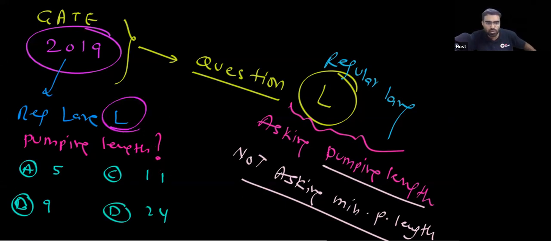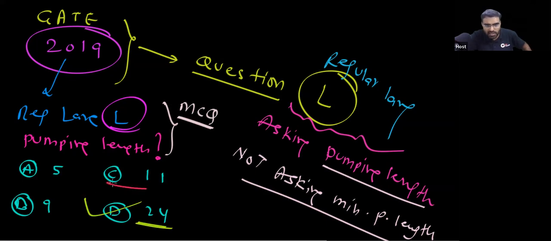This was an MCQ question, not MSQ, which means only one option you can tick. So tell me, without checking the language, can you say the answer will definitely be 24? Why? Tell me, without checking the language, why is the answer 24?